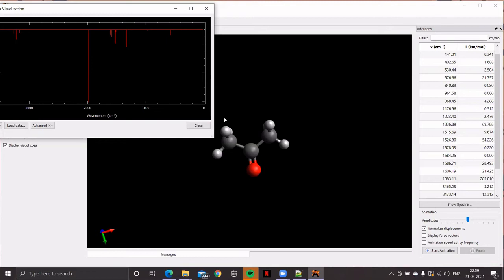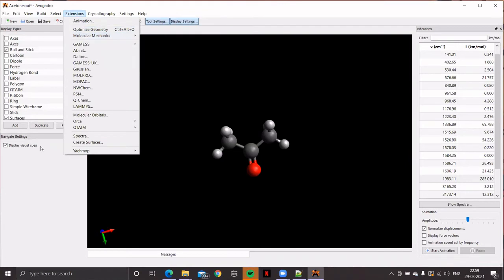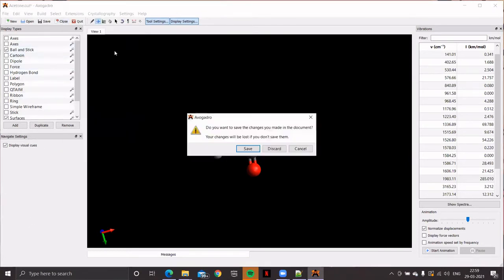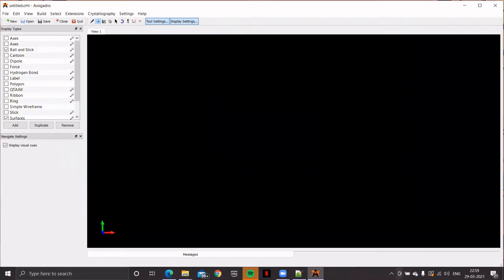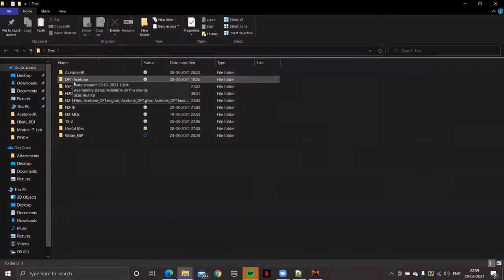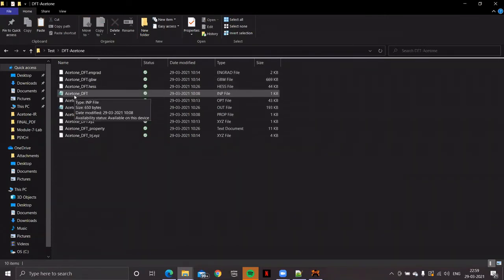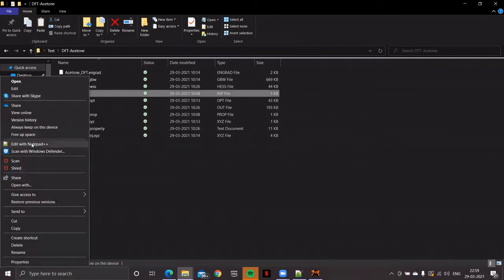And one of the methods which is currently in much demand is DFT, density functional theory. So I've done a calculation. Let me close this first. Let's discard this. I've already done a calculation using DFT for the same molecule. So we'll have a complete discussion on density functional theory in the next two modules. I'll just show you the input file corresponding to a DFT calculation.